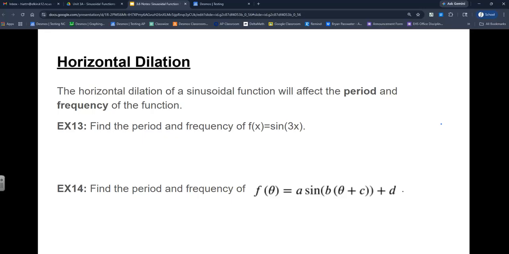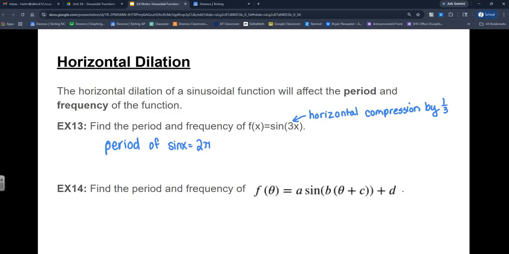So the period is a little bit more difficult to find. Normally, the period of sine is 2 pi, right? So the period of sine x is 2 pi. And that should make sense because that's the time that it takes to get all the way around the unit circle. So this is going to be a horizontal compression by a factor of 1/3.